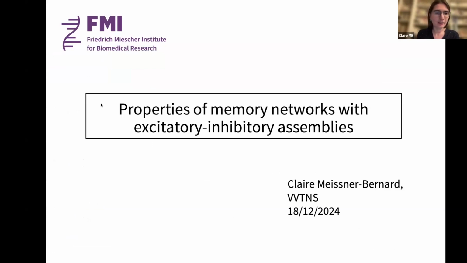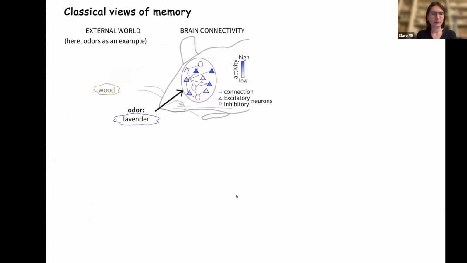So today I will talk about properties of memory networks with excitatory-inhibitory assemblies. Since the 1950s, there have been two influential concepts to describe memory formation and retrieval, and these two concepts are neuronal assembly and attractor states.